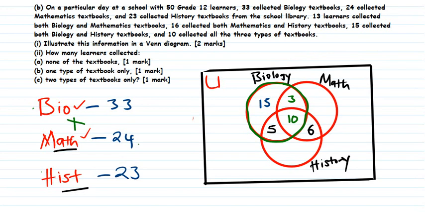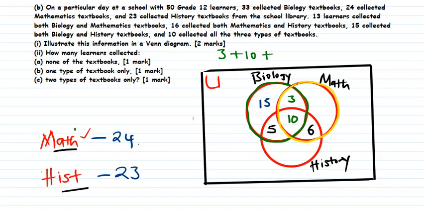Feel free to pause the video and try out the remaining spaces for math and history. So for math, where is our math? Our math is this one. So we can add what is there. You can see we have 3 plus 10 plus 6. 10 plus 6 is 16 plus 3, that's 19. We have to remove from 24. 24 minus 19 is what? That's a 5.